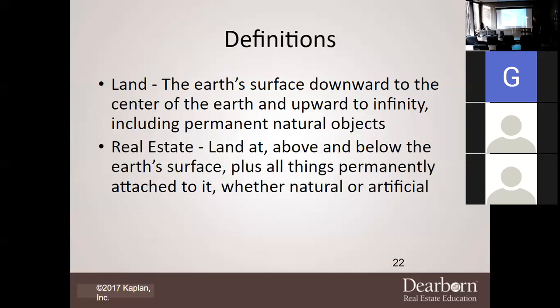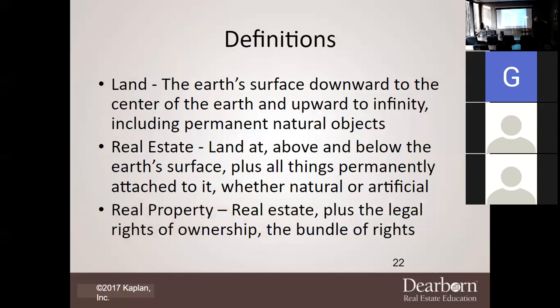In regards to real estate, a lot of people always say, I'm a real estate agent, okay? And so they say, well, I sell land at or above or below the Earth's surface, plus all things permanently attached to it, whether natural or artificial, okay? That's where it stops, right? No. We also have real property. As a real estate agent, you actually sell real property, not real estate, okay? Because land plus real estate gives you real property. That's why I always say it's A plus B equals C, okay?